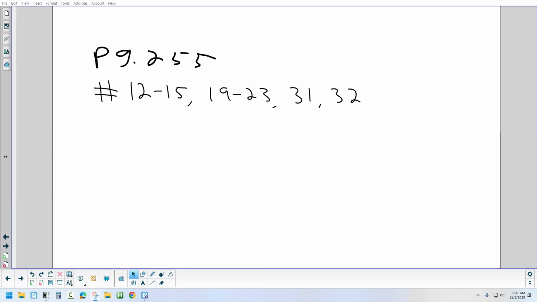Okay, so the homework tonight is on page 255. It's numbers 12 through 15, 19 through 23, and 31 and 32. Okay, so tomorrow we will have a review day. We'll go over everything from this week, and then we'll have our last test for the quarter on Friday.